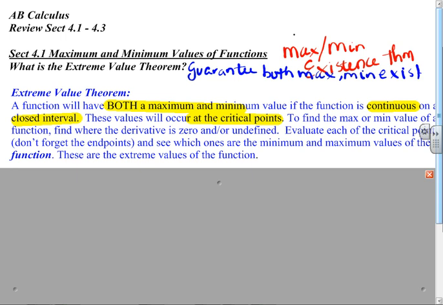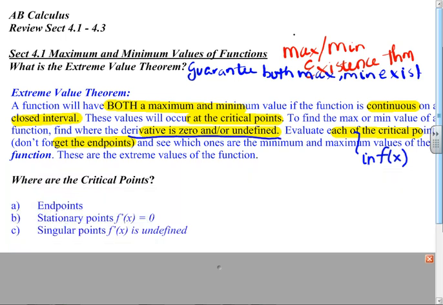You find the maximum or minimum value of a function. You find your critical points, where the derivative is 0 or undefined, and evaluate each of the critical points, and don't forget the endpoints, in the function. What did I have in the function? In f of x. F prime is 0. Those are the critical points and the endpoints. So there they are.